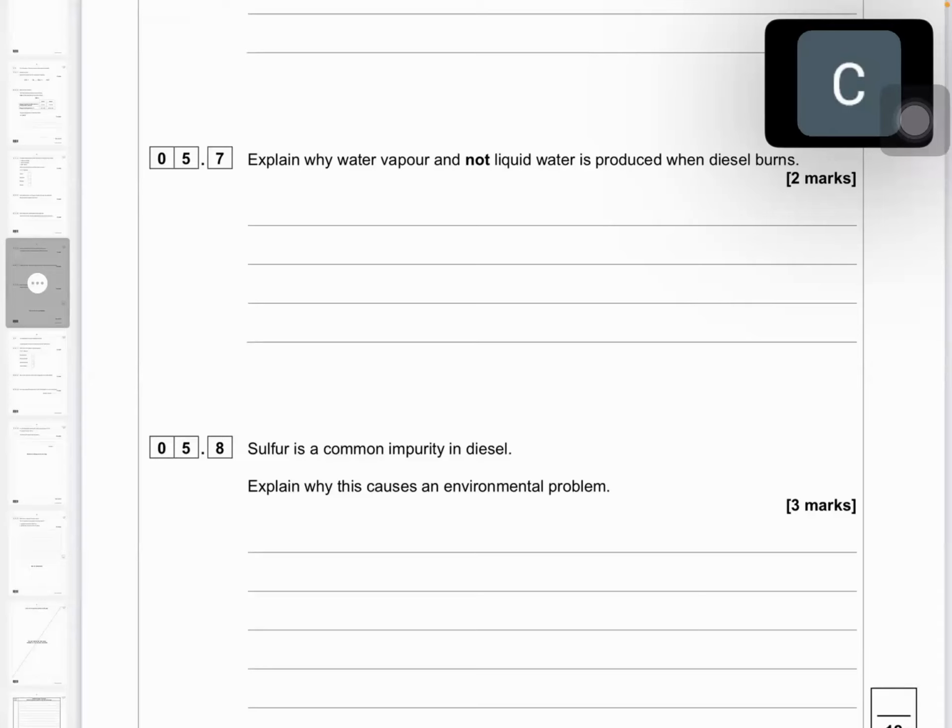Okay, so they are harmful to trees and plants, right? Yeah, yes. Okay, that's fine. Okay, all right, let's move on.